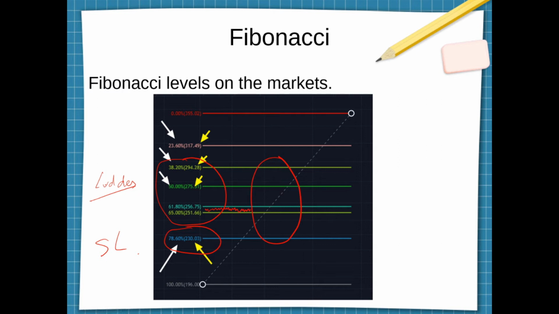You will hear traders saying, I'm going to buy the golden pocket, or sell the golden pocket. I can ladder those four levels. That's 1, 2, 3, 4 levels, and my stop loss would be somewhere here.